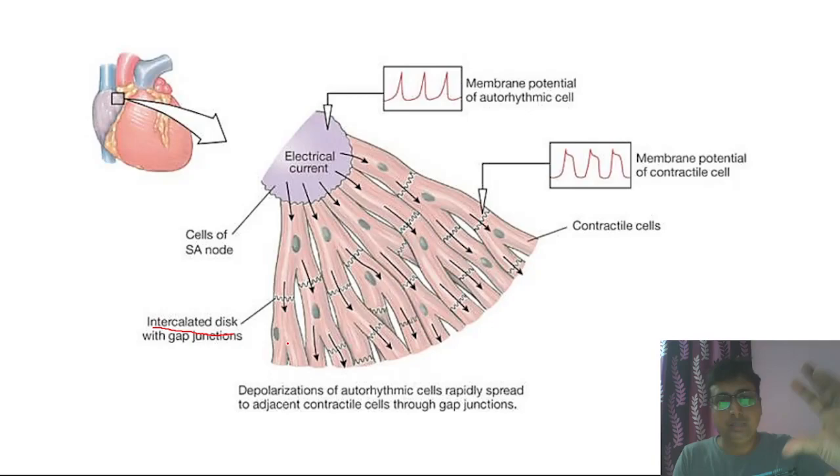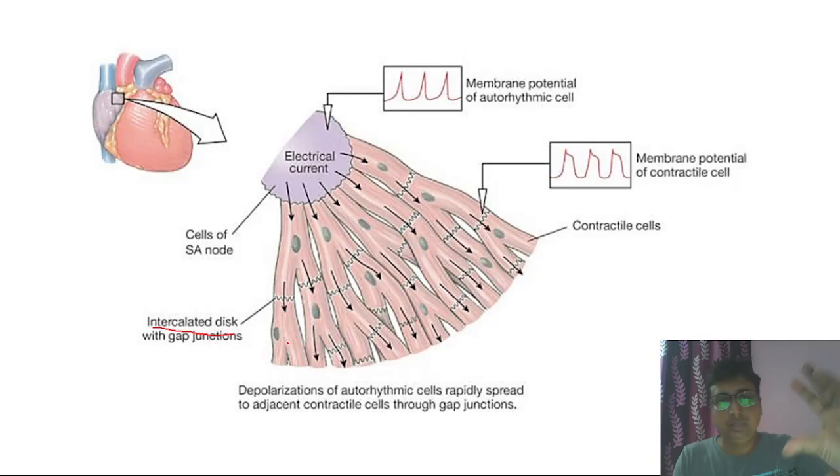First it starts from the SA node, then it reaches the AV node. Also we have to remember one thing, that the SA node, because it starts the heartbeat, is also called a pacemaker. It maintains the pace of the heart, so it is called the pacemaker. From here the signal then goes to the AV node, the atrioventricular node, which is present in the left bottom corner, near the atrioventricular septum. So it is called the AV node. It is also called the pace setter, because it delays the signal by 0.1 second.